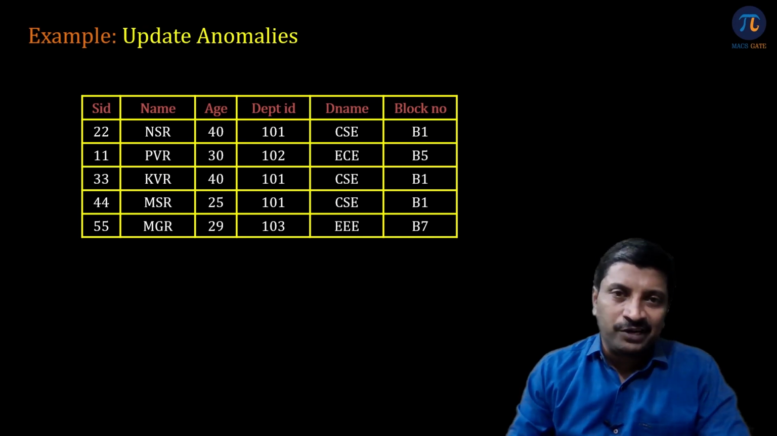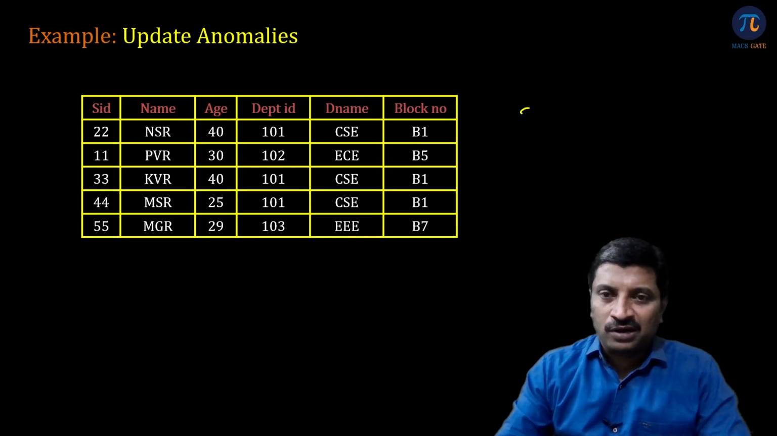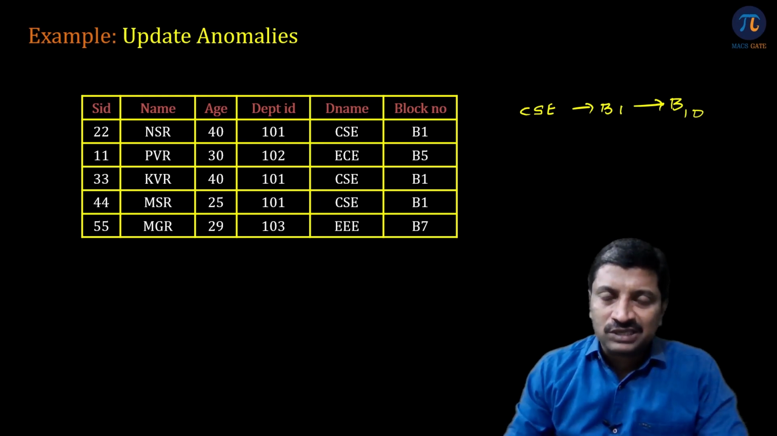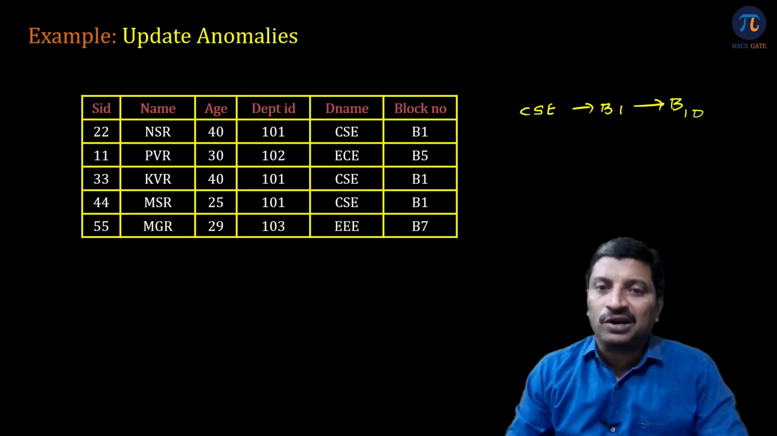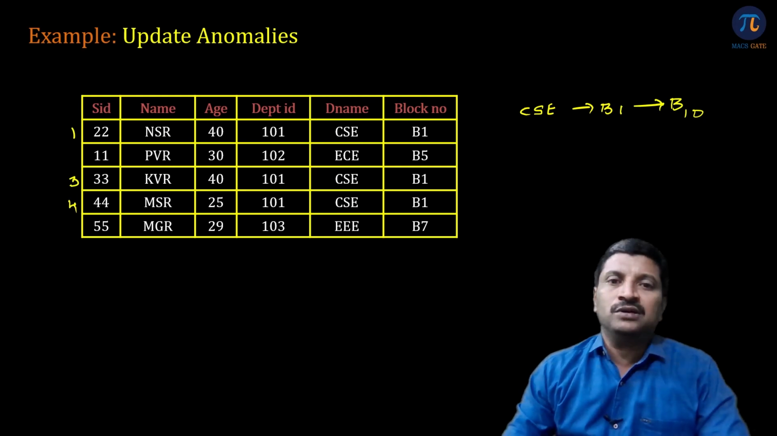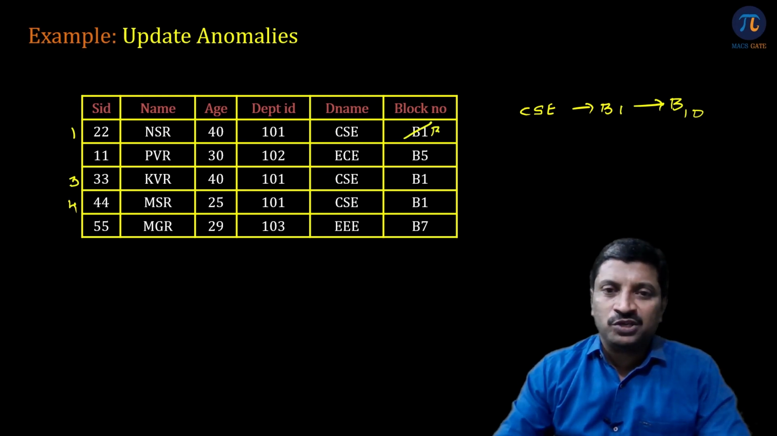The next one is update anomalies. Suppose the block number of the CSC department is changed from block 1 to block 10. So we need to update the records in which the CSC department is present. In those records, I need to change block 1 to block 10. So I have 3 records: first, third, and fourth. In the first record, block 1 should be changed to block 10. Similarly, in the third record, we need to change to block 10. And similarly, in the fourth record also.